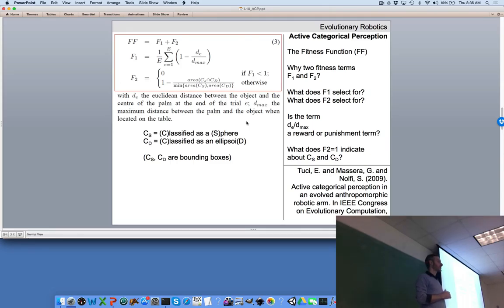Do we care about the size of the bounding boxes? Do we care about how far apart they are, their relative positions? No, right? There's none of that in there, just minimize intersection.